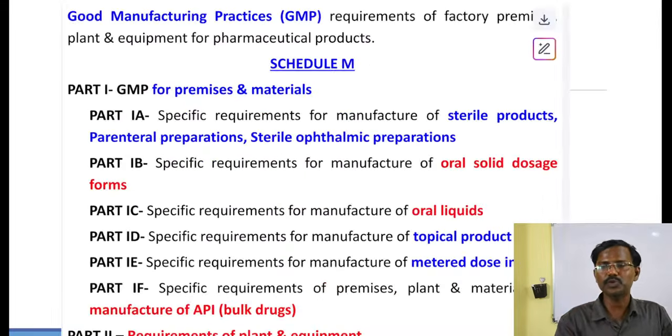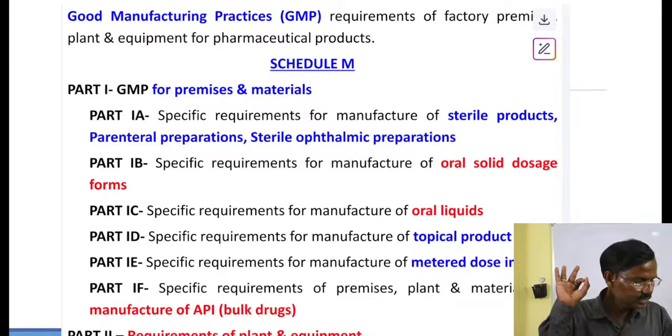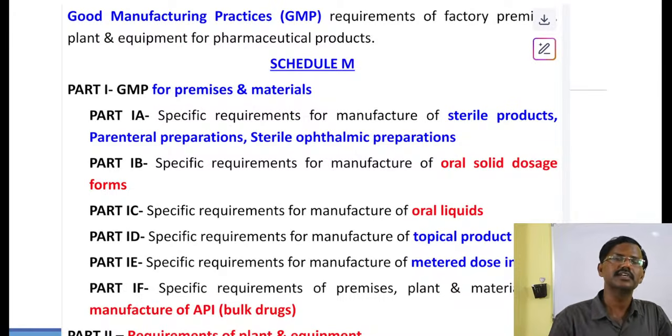Part 1 is related to premises and material. Part 2 is related to plant and equipment. Very, very important. If this type of question is expected in the upcoming examination, in detail. In part 1 there are again A, B, C, D, F, right? So please go through this slide, because questions are expected from Schedule M, right? Schedule M is always important for all the competitive examinations in pharmacy.